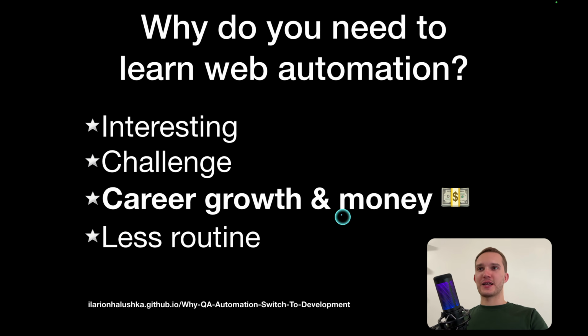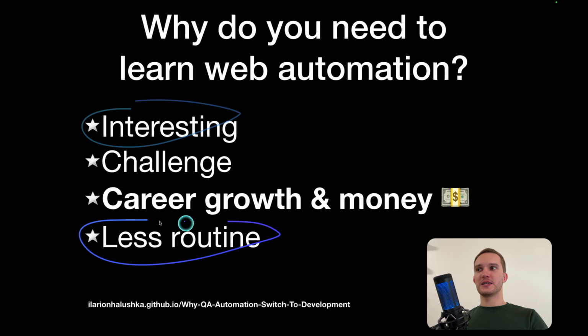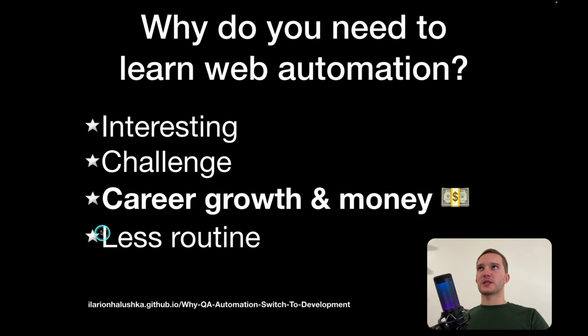Then the next thing, less routine. It relates to the first one, that it is interesting, less routine. I would say that as a QA automation engineer, you most likely won't have to do manual regression testing before each production release. I know that many manual QA engineers hate this because it is really routine and really boring work, just clicking through the same test scripts all the time. So if you become a QA automation engineer, then most likely you won't have to struggle.